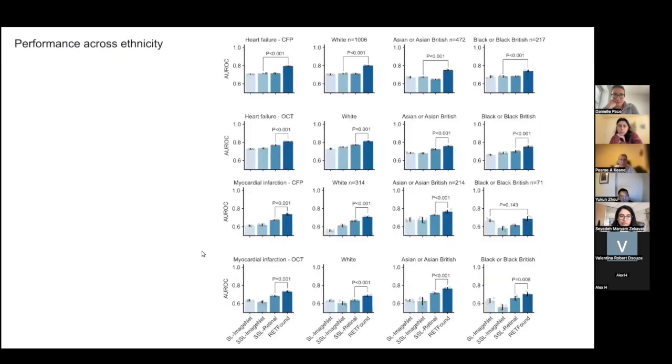So finally, we also look at the performance, the generalizability over ethnicity. We specifically look at the model's performance in White, Asian British, and Black and Black British groups. We basically observe a significant improvement brought by RETFound in the different ethnicities, although some of them have a different trend.